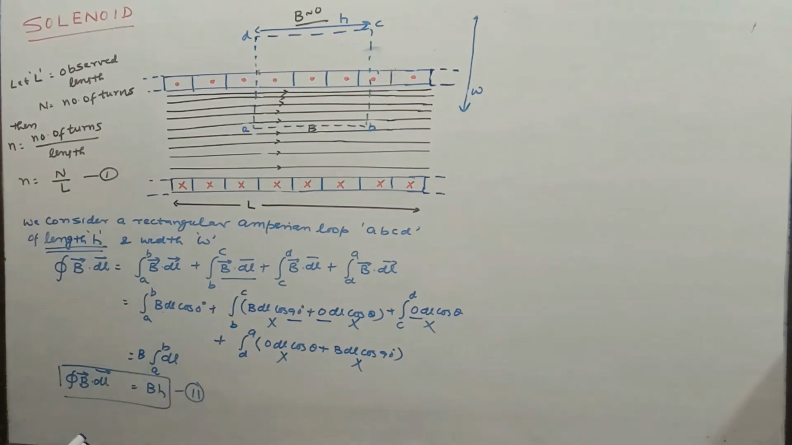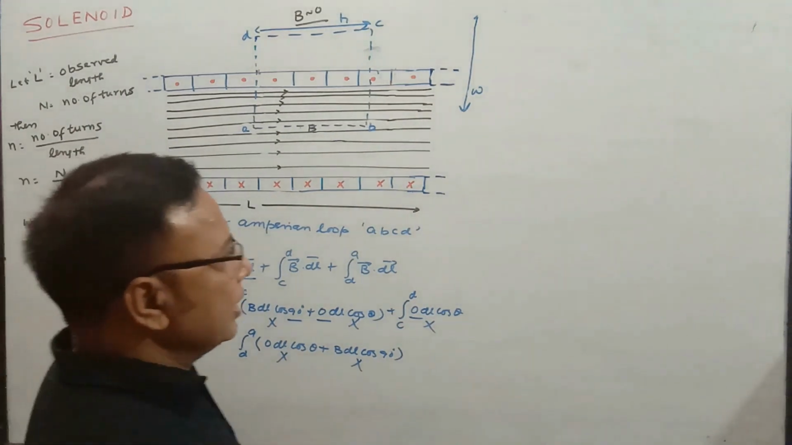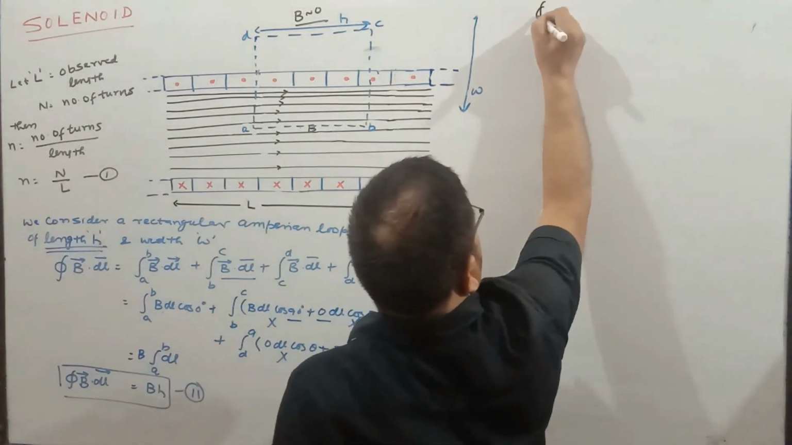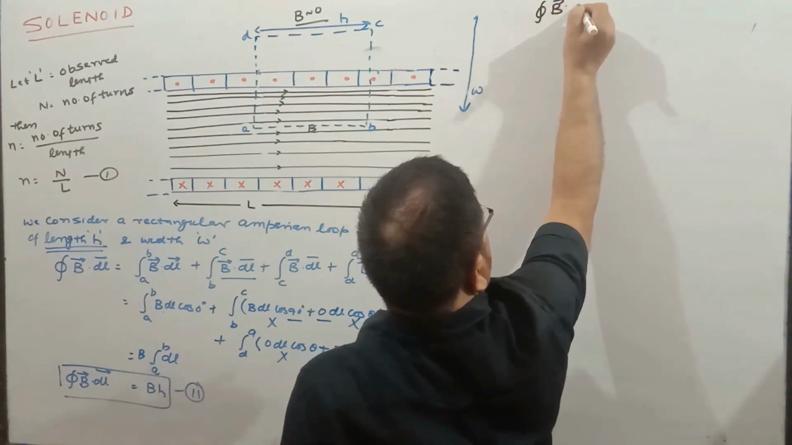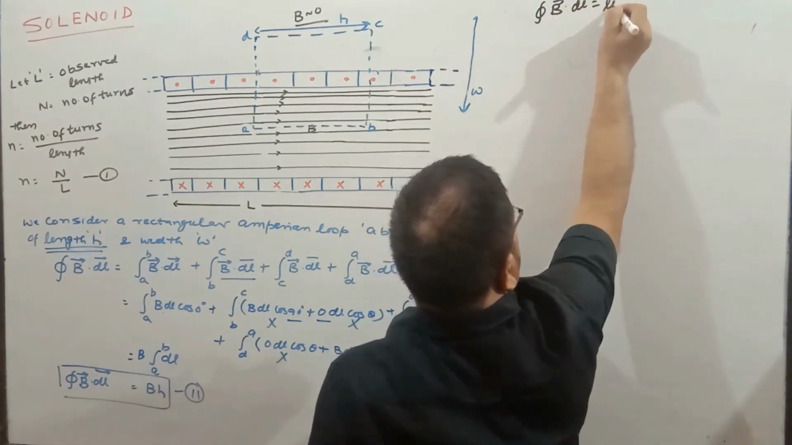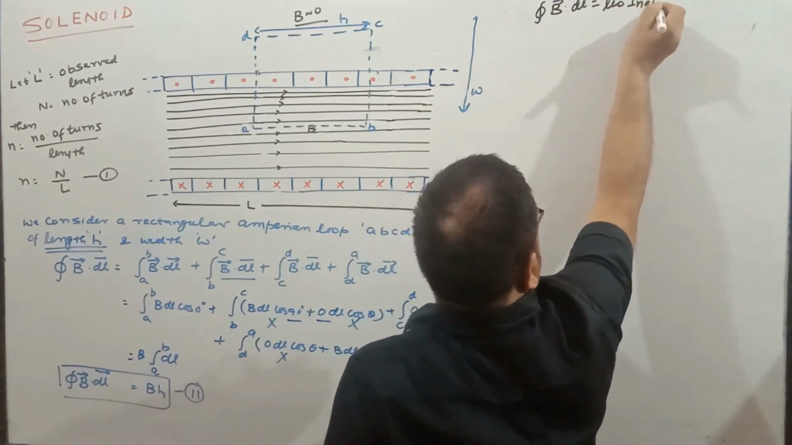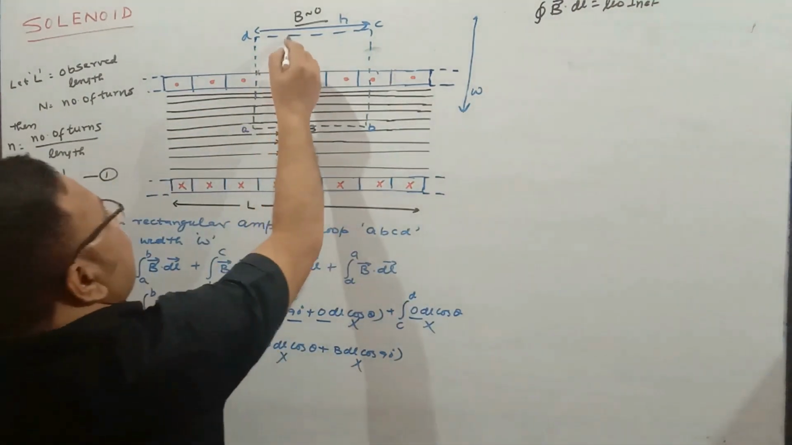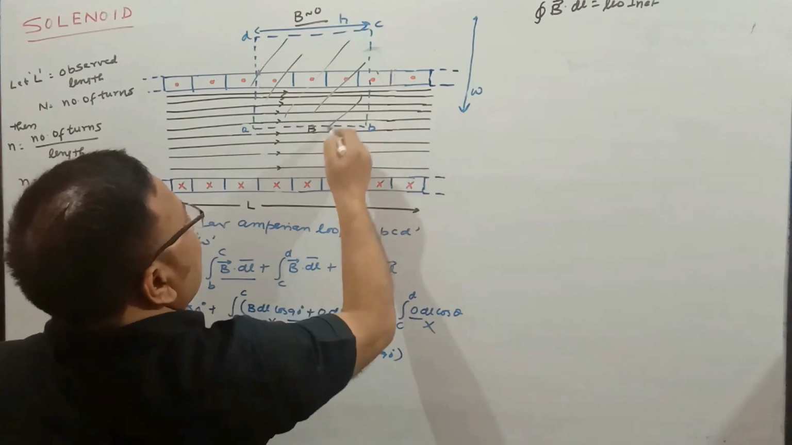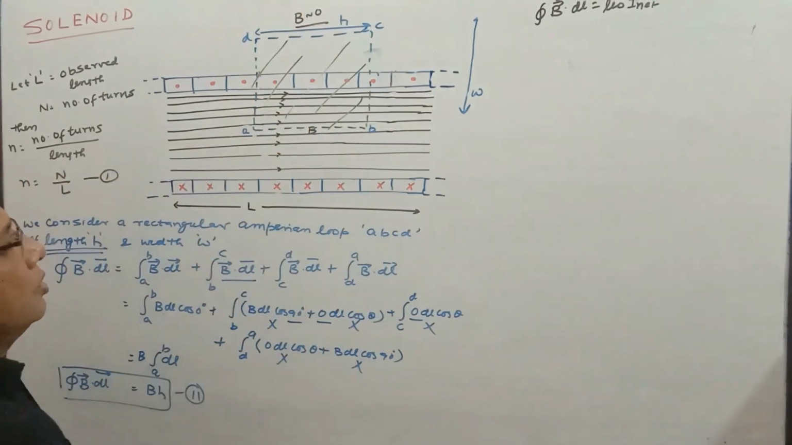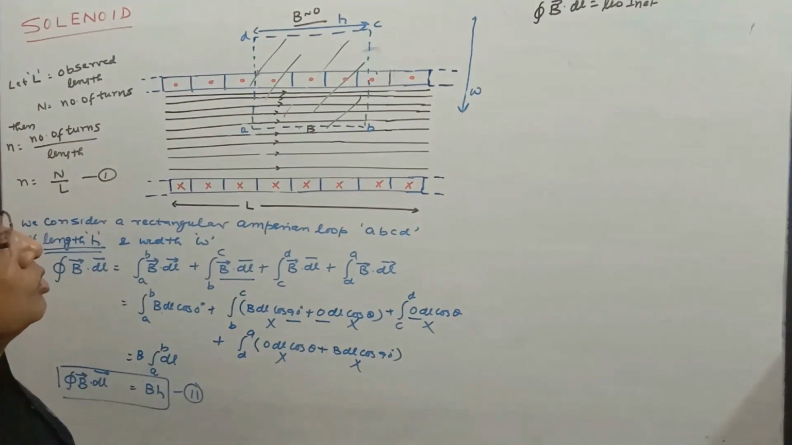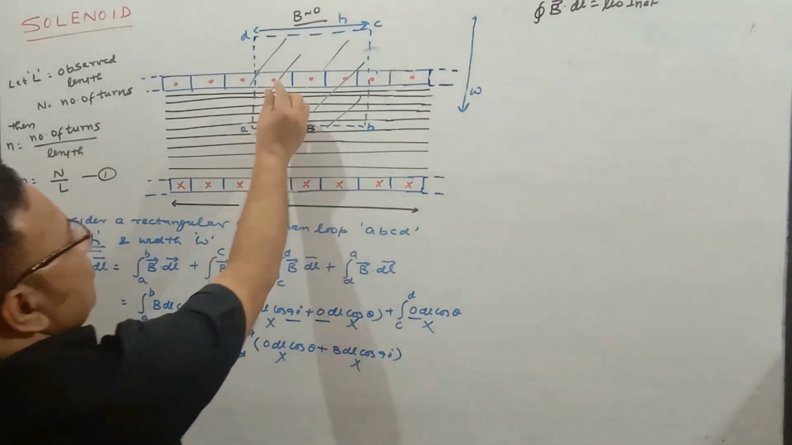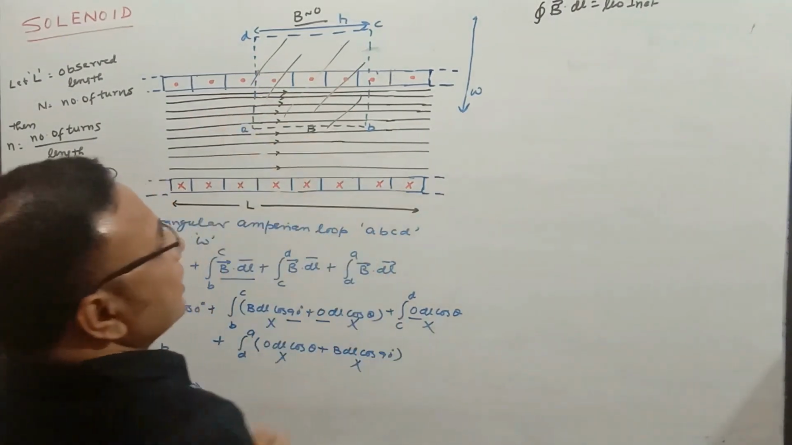Now we know Ampere's circuital law. What is Ampere's circuital law? Integral B dot dl equal to mu naught I. So integral B dot dl is equal to mu naught times I net. What is I net? I net is the net current crossing the area enclosed by this loop or given loop. So I net is the number of turns multiplied by the current.